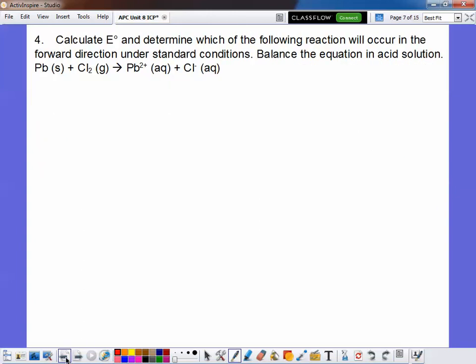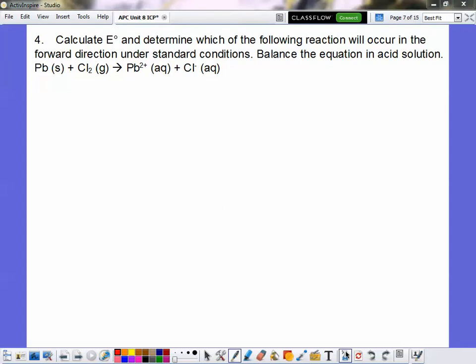So this one is just like the last one. Even though I said I was going to remove duplicate stuff, originally this packet had a lot more duplication. So what I want you to do is work on this one, go all the way through and find the E of the cell, figure out if the reaction will occur, and then we'll check back in.